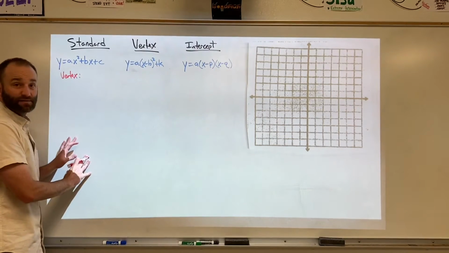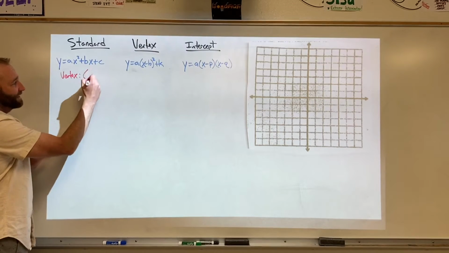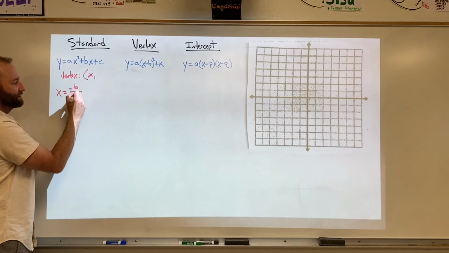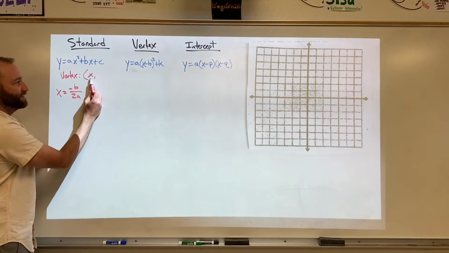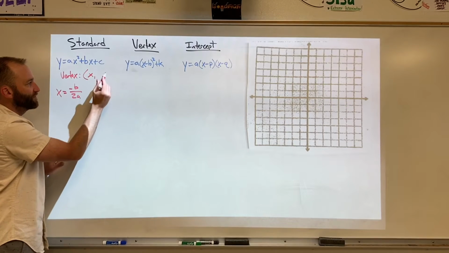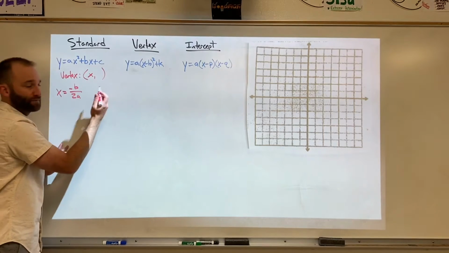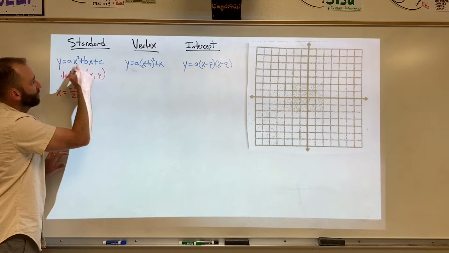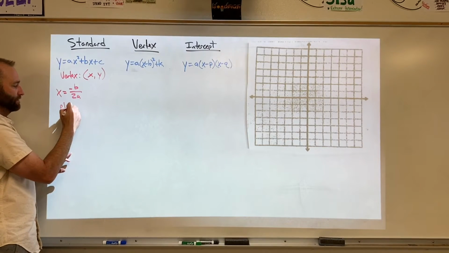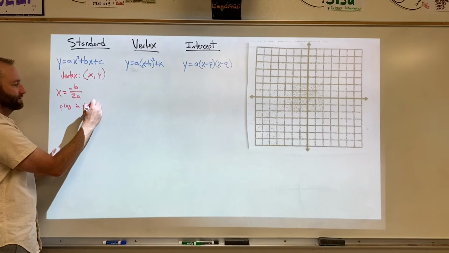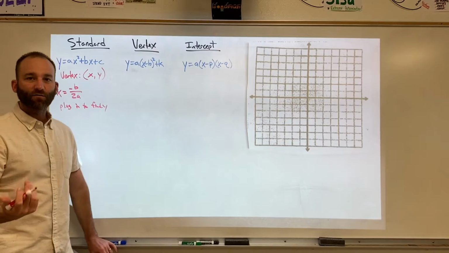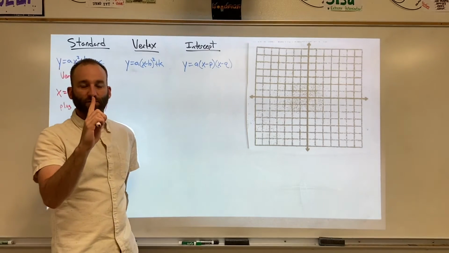Takes 2 steps. First, to find the x-coordinate of the vertex, I'm going to use the opposite of b divided by 2a. That's going to give me the x-coordinate of the vertex. So then what do I do with that number to find the y-coordinate? Exactly. We're going to take that number and we'll plug it into our equation. So once you know what x is, plug in to find y. Very, very simple.